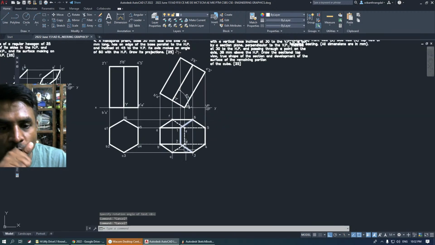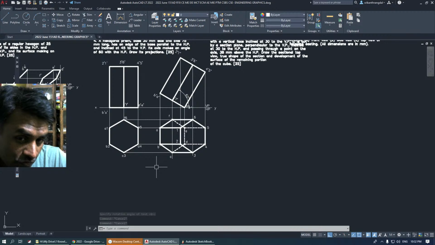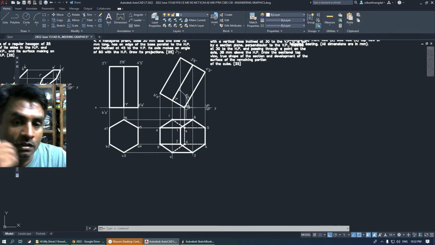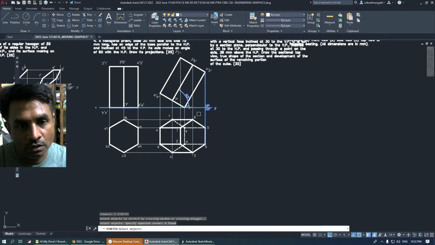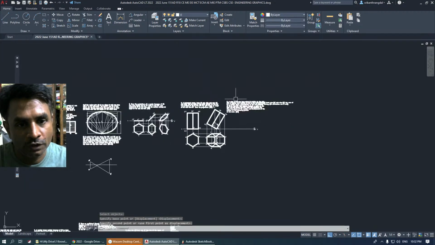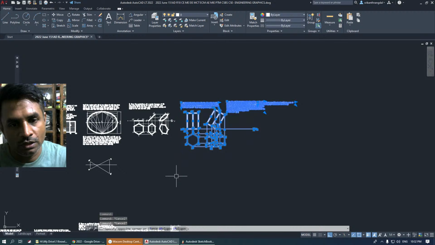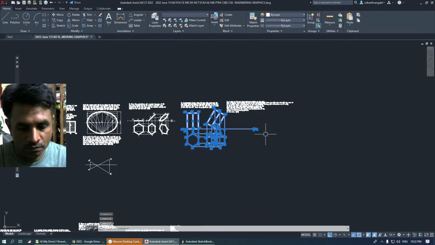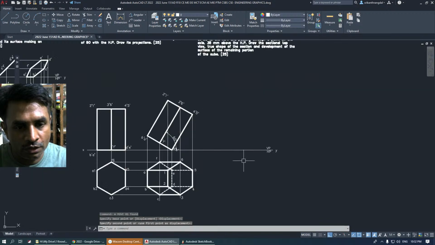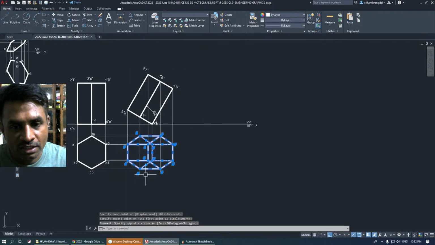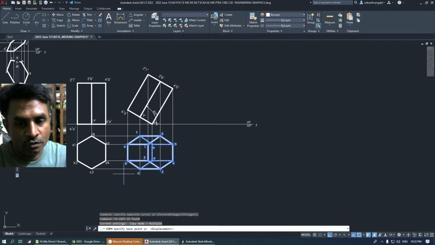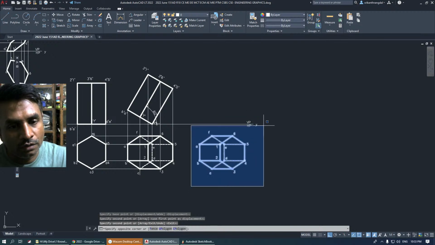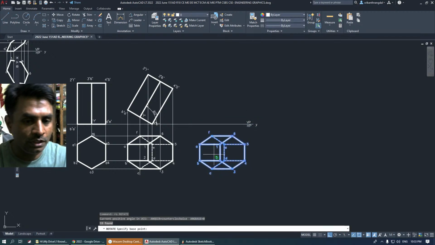So now that we got all the points, all the visible edges as well as hidden edges, we need to make the edge which is resting on HP inclined at 45 degrees to VP. We have to extend this line over here, down, because we're going to need some more space. Next, we have to redraw this such that this edge here, which is resting on HP, is inclined at 45 degrees. Copy it first, and we need to redraw it in such a way that this angle is 45 degrees.